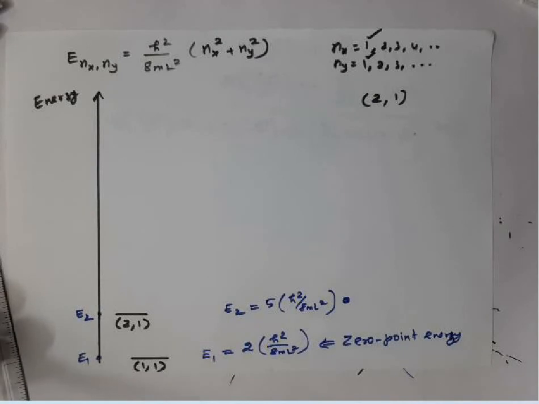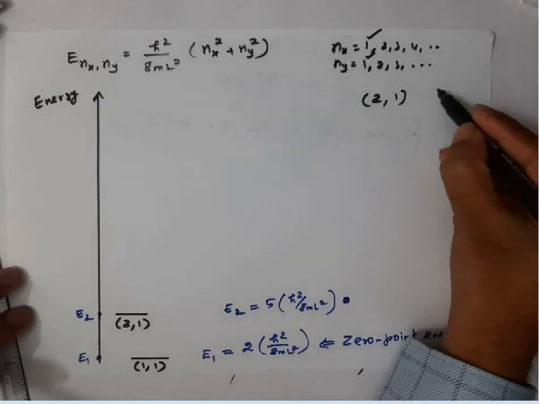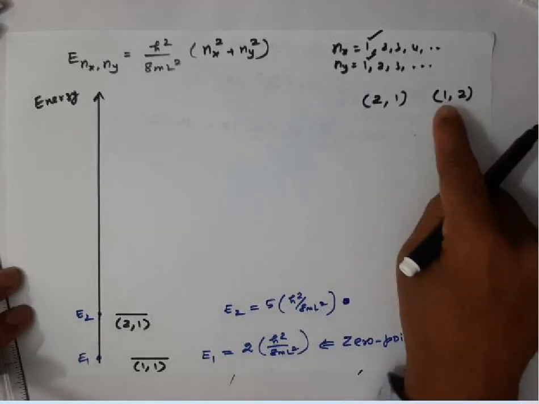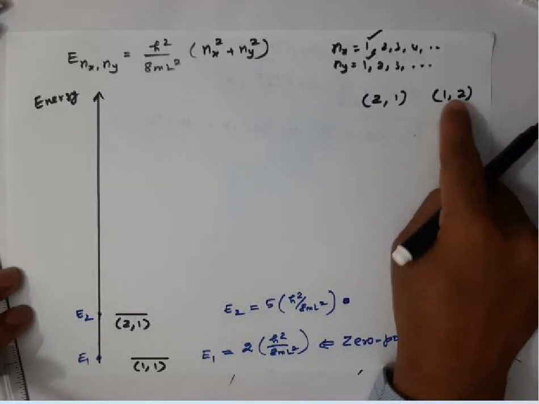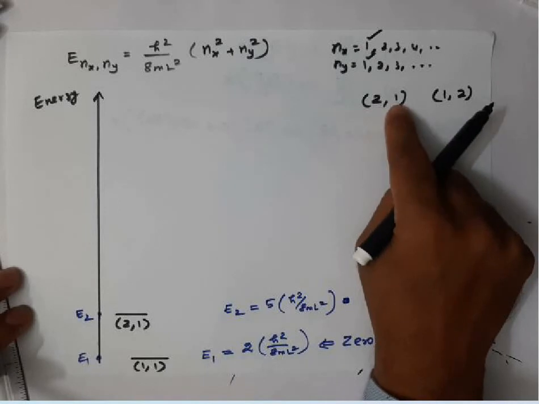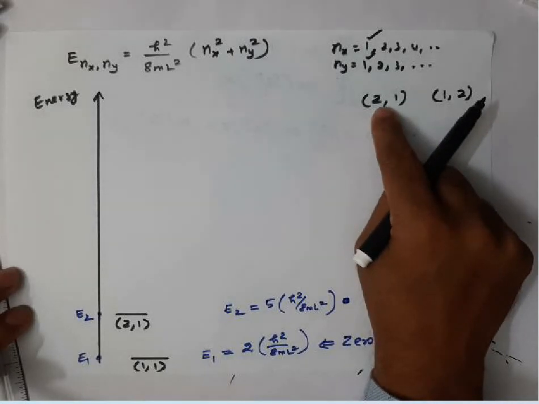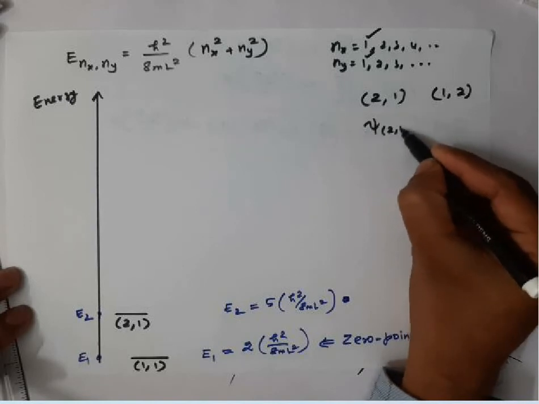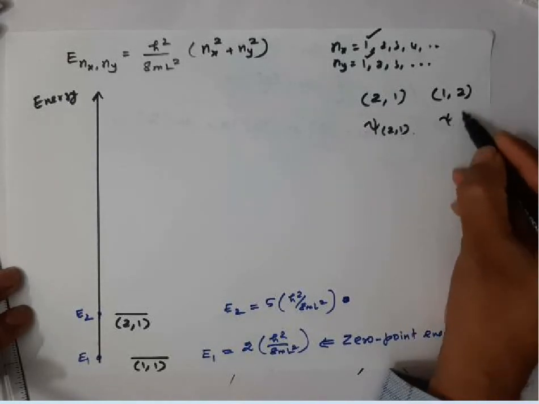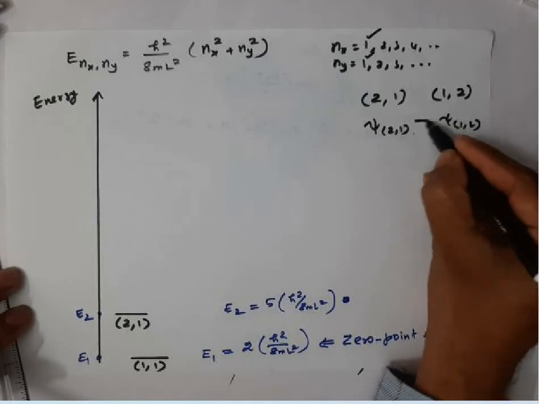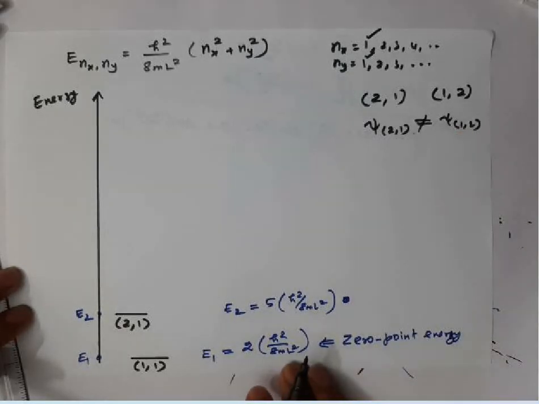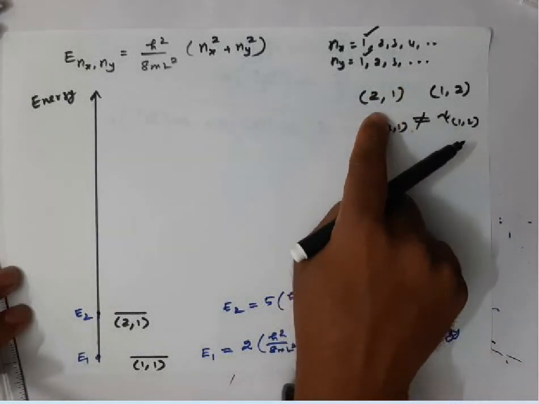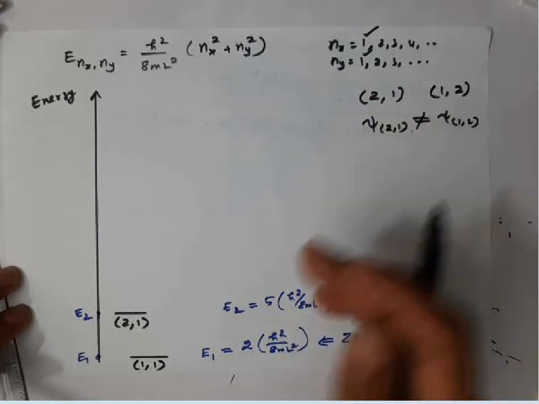right? But alternatively, you keep nx 1 and put ny equal to 2. Listen, if I put nx 2, ny 1, I'll get a wave function. This is the wave function when I put the quantum numbers 2 and 1, and if I put quantum numbers 1 and 2, these two wave functions are not the same, they are different. So that means 2, 1 represents a state, 1, 2 represents a different state.